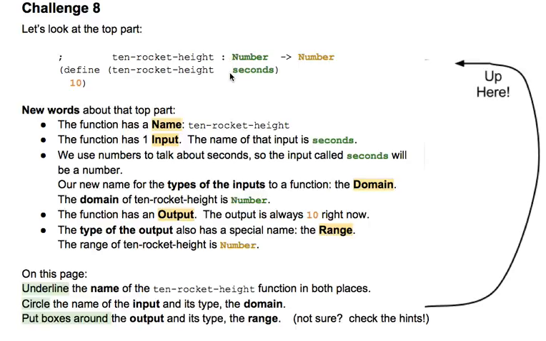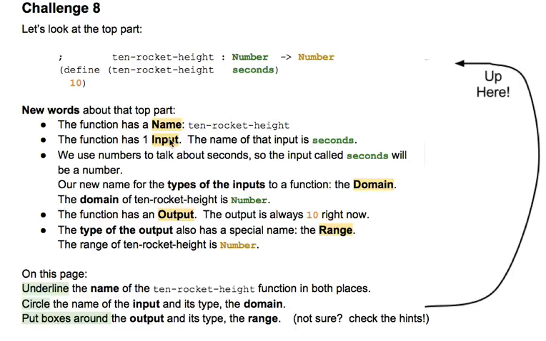Okay? And here's another new word, seconds. Inside this declaration, inside the body of 10 rocket height, seconds is going to have a new meaning. Now, it turns out we're not using it, because no matter what seconds is, we're always outputting 10, but we could use it, and we'll see that really soon. Okay, so we've talked about the name of the function, 10 rocket height, and naming things is a very powerful thing. When you name something, you've got power over it. So as soon as we know that this thing has a name, we can use it, and we saw how to use it in the examples.